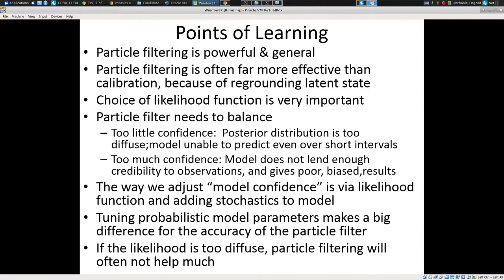Okay, a few points of learning. Particle filtering is powerful in general. Particle filtering is an extraordinary method. Particle filtering has been very successful across a wide variety of projects that we've undertaken. It has really opened up new avenues for practical application of modeling in light of rich data sources. And it's a far cry better for calibration because of the ability to reground latent state for many models.